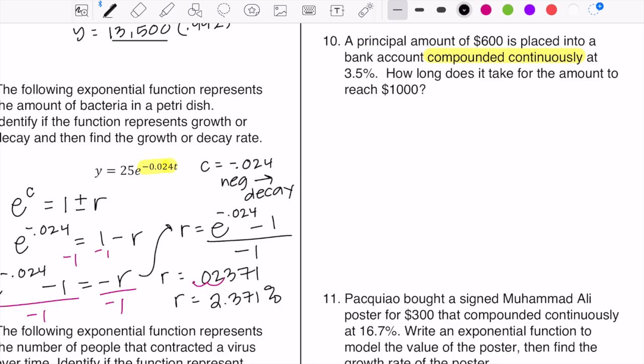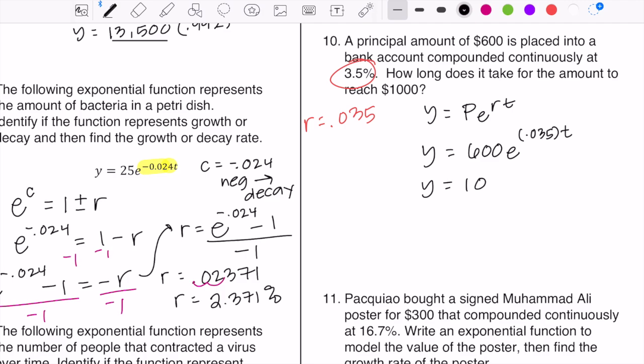Okay, next one, a principal amount of $600 is placed into an account compounded continuously. So that's our PERT equation. Anytime it says continuously, you will use this equation. So we know that our rate is going to be converted to a decimal. So then we get y equals, this is how long does it take to reach 1,000. So this is going to be another graphing calculator problem. So we have y equals 600e to the 0.035t, and then we're seeing how long it takes to reach 1,000.